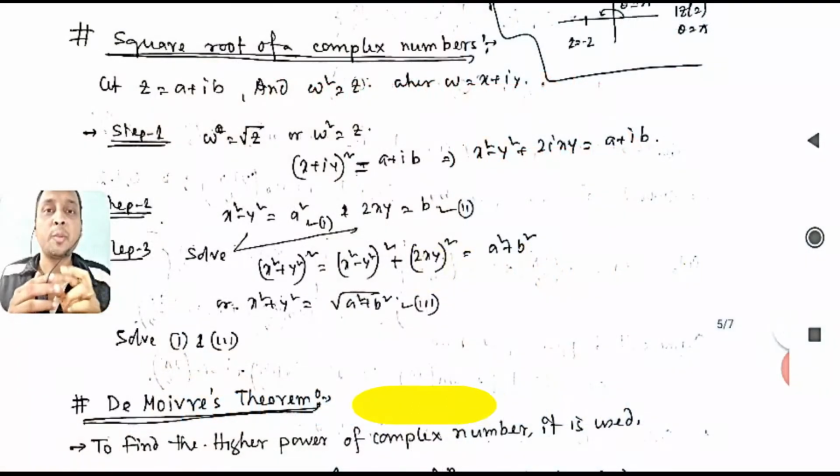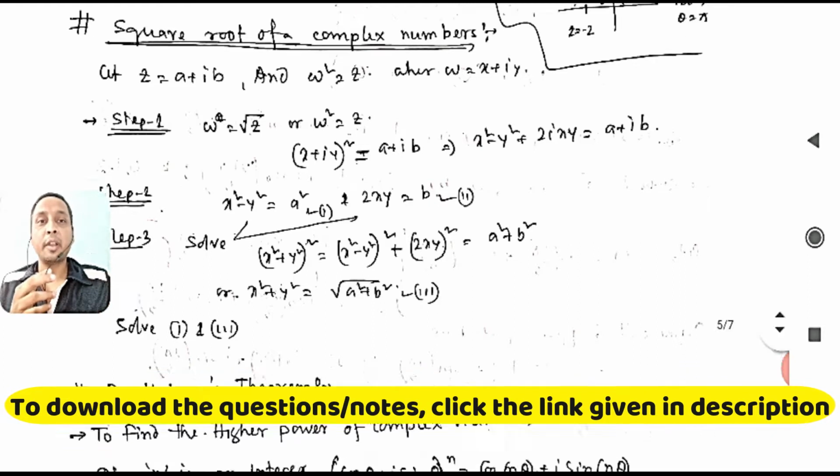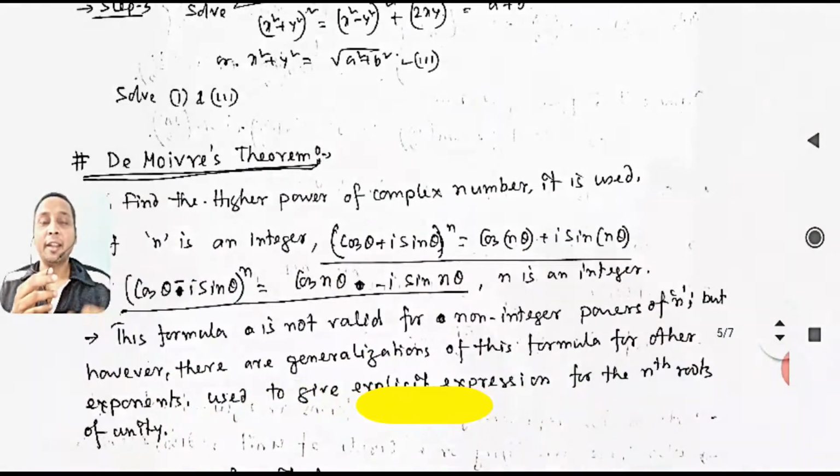Okay students, welcome you all to this new lecture in the basic level where we are building concepts on complex numbers. So today we'll see how to find the square root of a complex number and we'll see what is De Moivre's theorem. Okay, then let's see this.